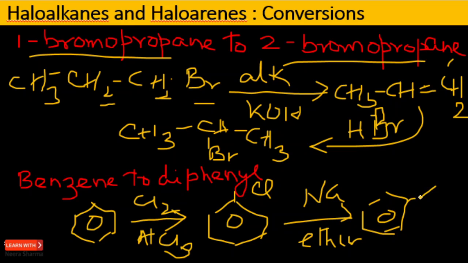There are simple conversions given in the textbook. Try the conversions. Just keep the two charts in front of you and try to do the conversions by looking at the charts. You would be able to do the conversions. So you have to remember the two charts, and also remember a few mechanisms: SN2, SN1, Saytzeff rule, and then the reactivity of haloarenes. So that is all for haloalkanes and haloarenes.